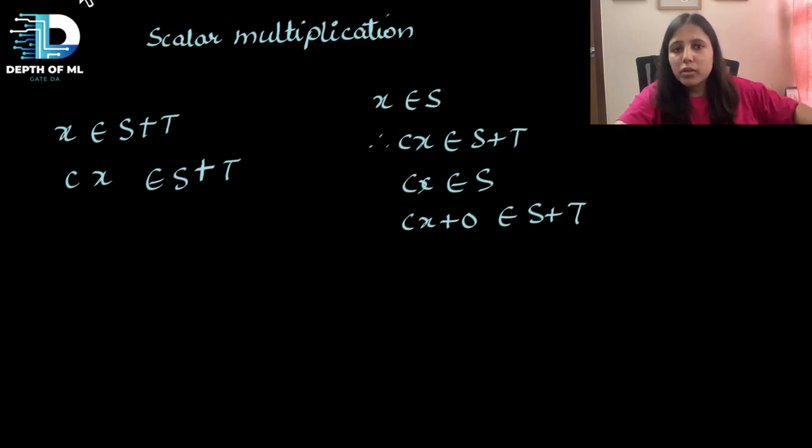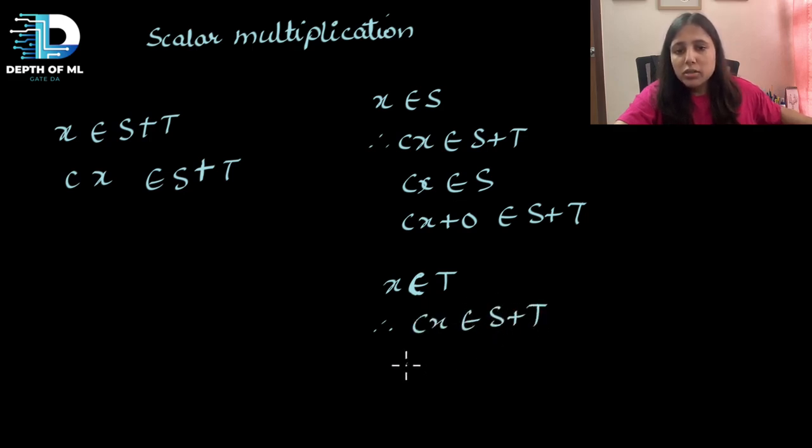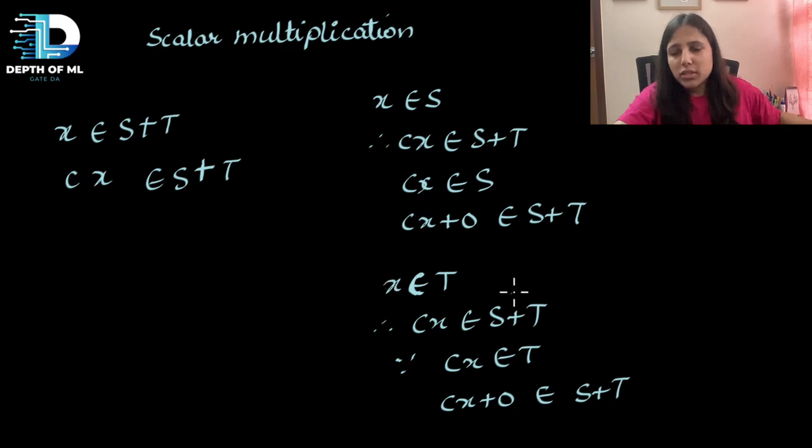Suppose that x belongs to T and it's not coming from your S subspace. Then Cx will belong to S plus T. Why? Since Cx belongs to T, because T was a valid subspace, I can just add Cx plus 0. 0 already belongs to S, and therefore this belongs to S plus T. So in both the cases your vector will exist.